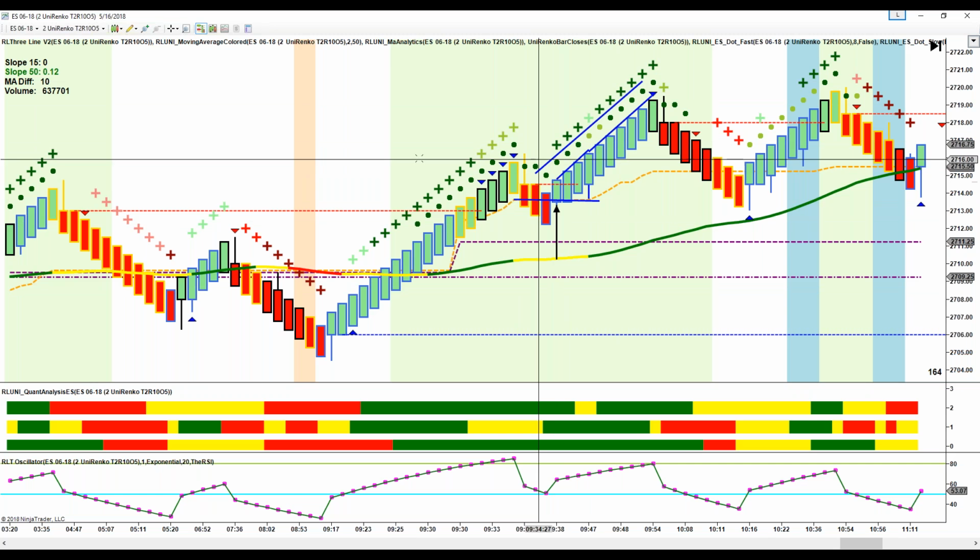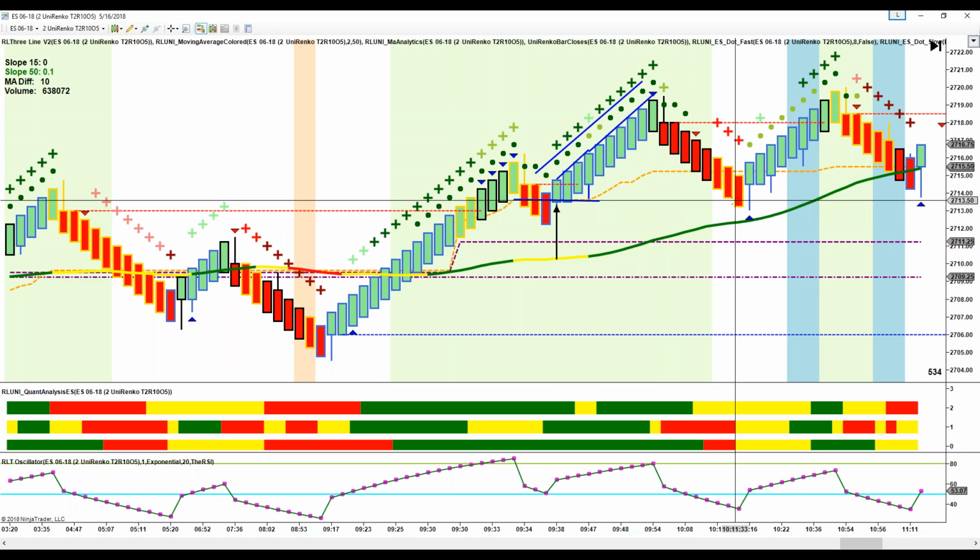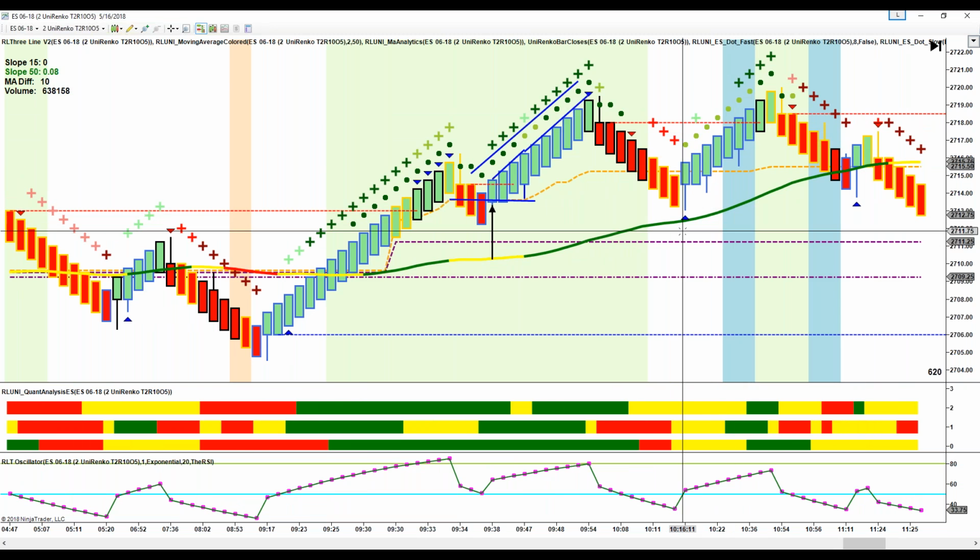And there was no continuation trade to the short side. I mean, or counter trend trade, I'm sorry. Now, I don't remember what happened here. I don't think we had any trade.